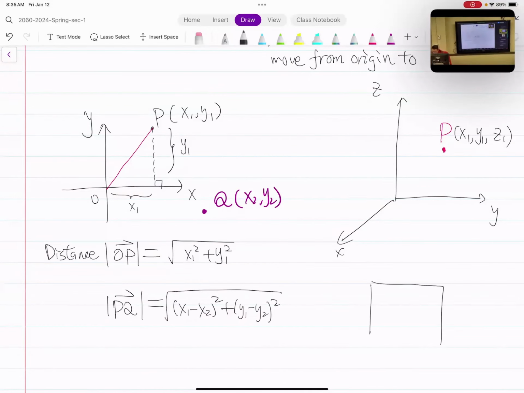So that point P is the corner of a rectangle right in front of us. So in this rectangle, what do we know? We know x1 is this edge along the x-axis, right? So y1 is this edge along the y direction, and z1 is actually the height.